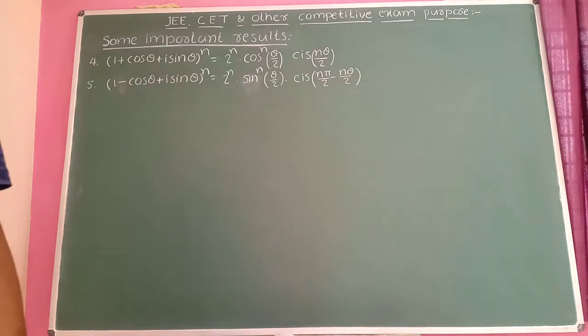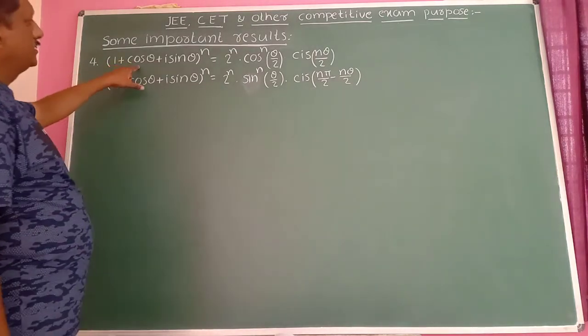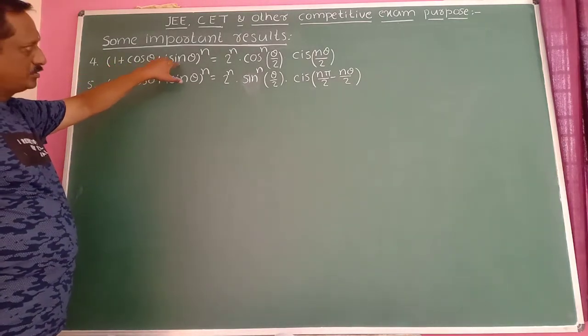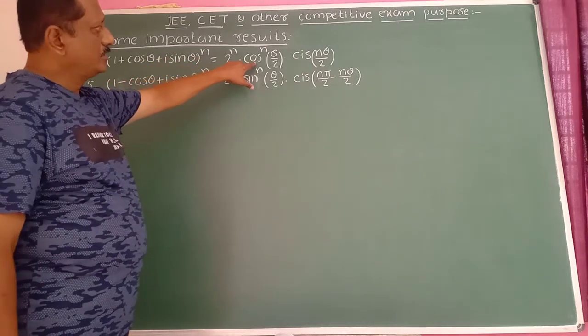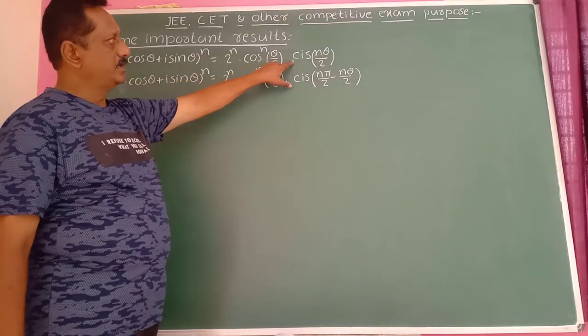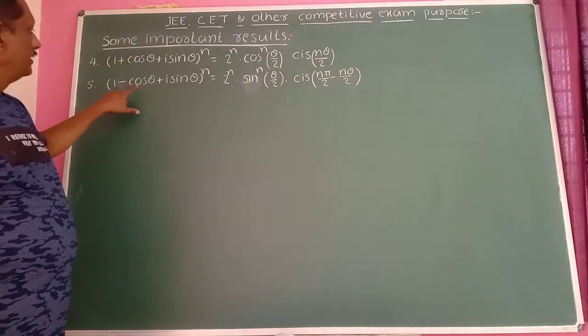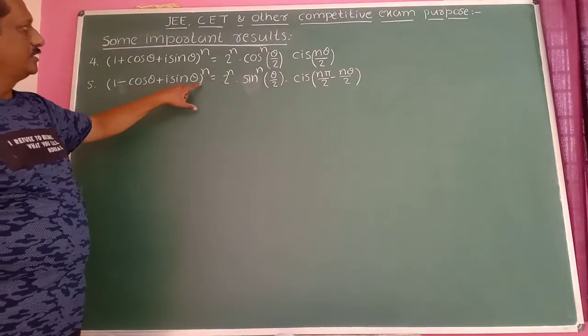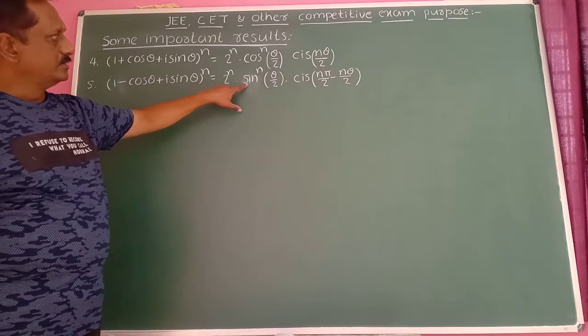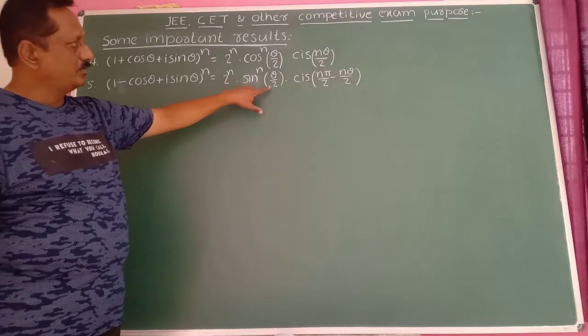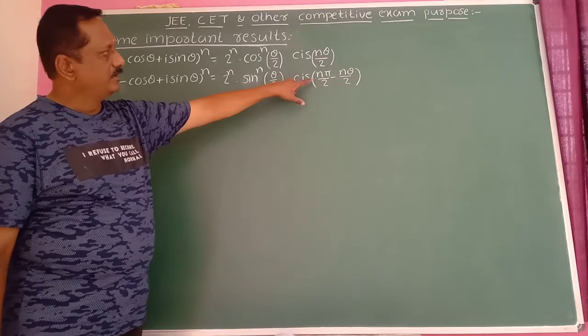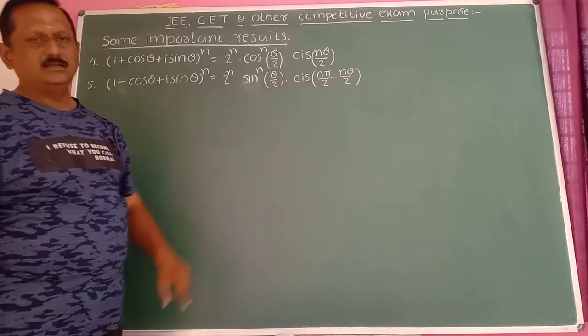So the next property here: (1 plus cos theta plus i sin theta) raised to n is equal to 2 raised to n cos raised to n theta by 2 cis n theta by 2, and (1 minus cos theta plus i sin theta) raised to n is equal to 2 raised to n sin raised to n theta by 2 into cis (n pi by 2 minus n theta by 2).